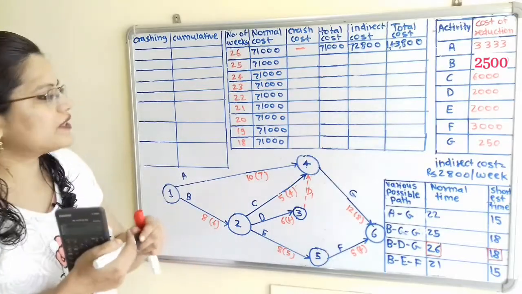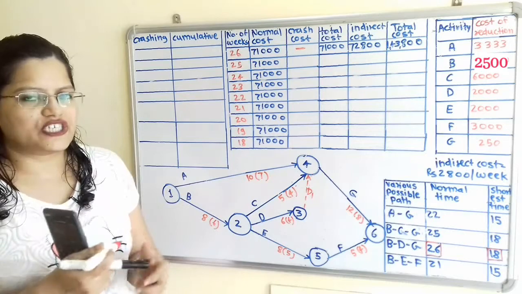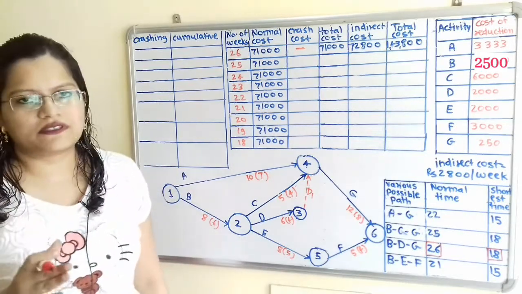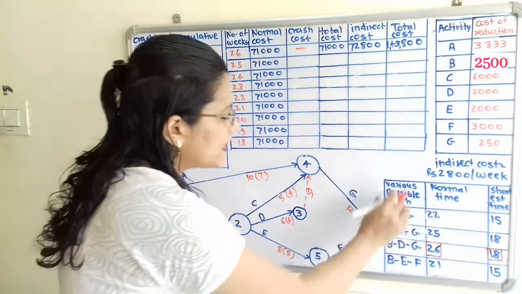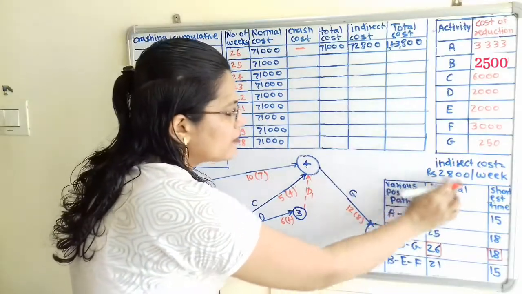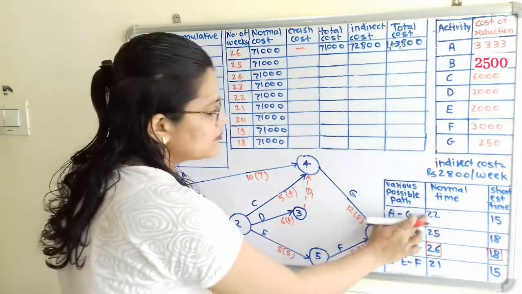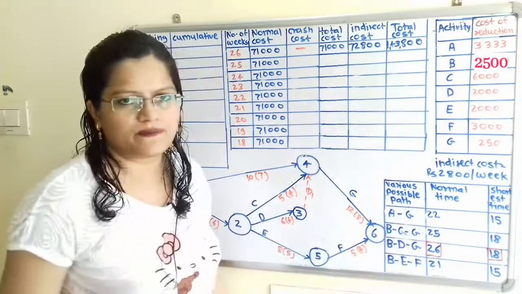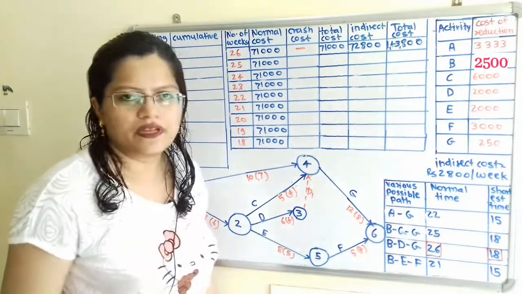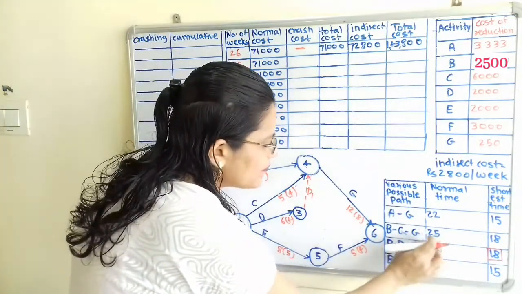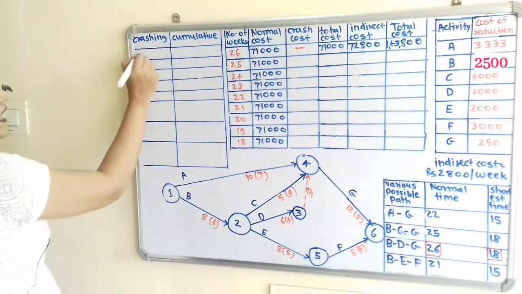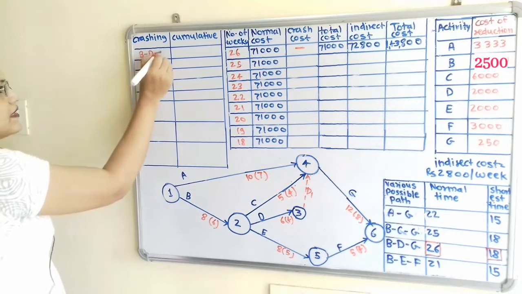So next we have to start the crashing. Which activity do we have to take first? If we observe, for crashing we have to take first the activity which has the maximum normal time. So the normal times are 22, 25, 26, 21. So we will select this path BDG, because BDG has the maximum normal time. So for crashing, the first activity will be BDG.